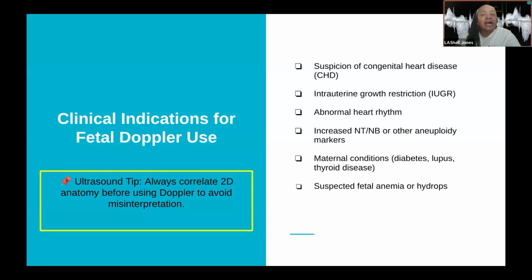Now, before you apply your Doppler, you want to first start with grayscale or 2D anatomy so you can avoid some misinterpretation, okay?